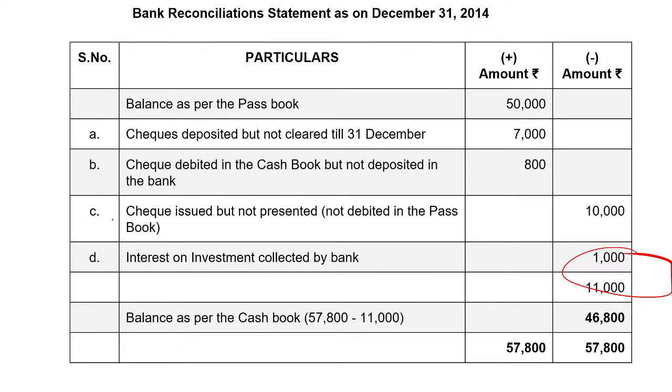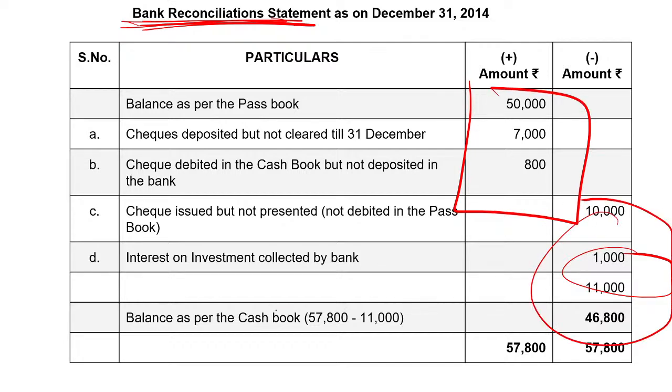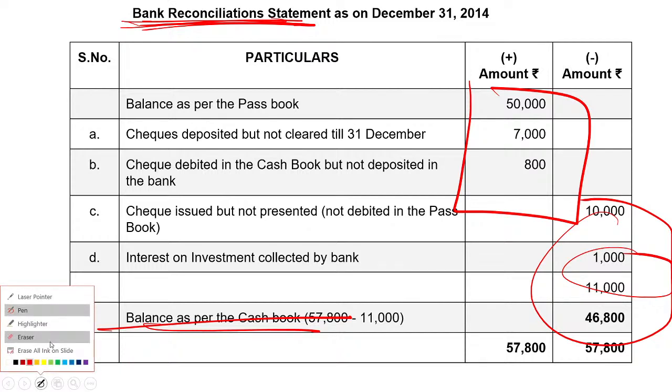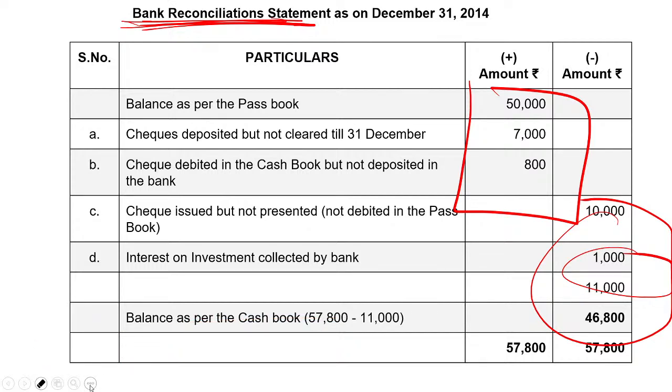Archie, hi, the topic going on is the Bank Reconciliation Statement. The chapter BRS is going on. So now you will do the total of the plus side and you will subtract the total of the minus side. The difference is your balance as per cash book. Your balance as per cash book is 46,800.